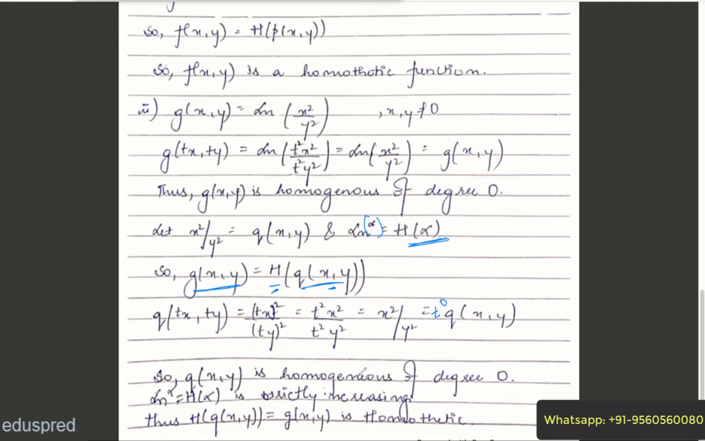So your q(x,y) is homogeneous of degree 0, and also ln alpha, h of alpha, is strictly increasing, which you must be knowing from high school maths. Thus this is strictly increasing and this is homogeneous of degree 0, which means that g(x,y) is a homothetic function.